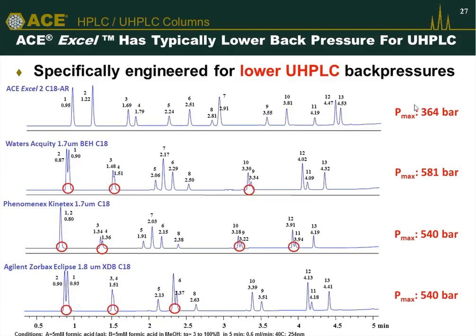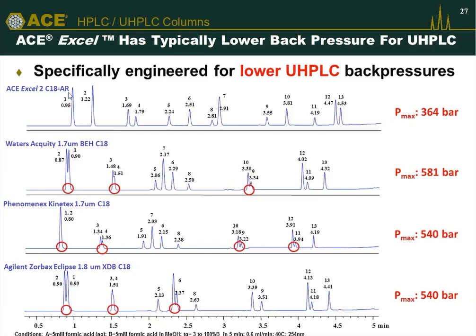And you can see there's quite a significant difference in the pressures here. Between the AC and the waters, there's over 200 bar pressure difference. It's 540 here and 540 here. So that's a significantly lower pressure, which we think is helpful for chromatographers. So hopefully it will help with column lifetime.